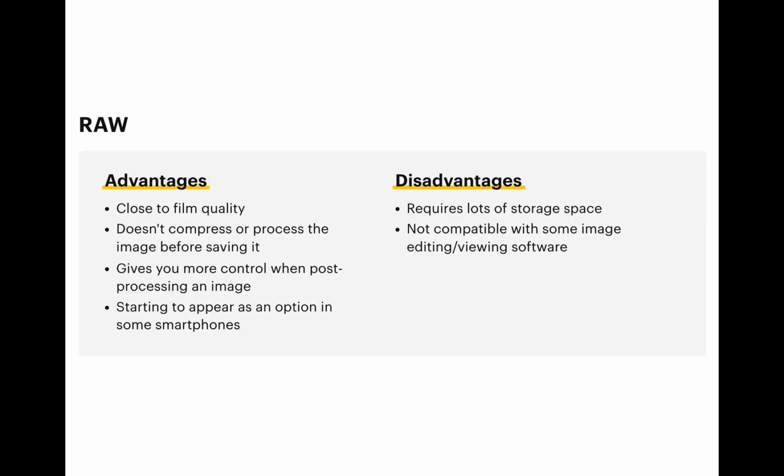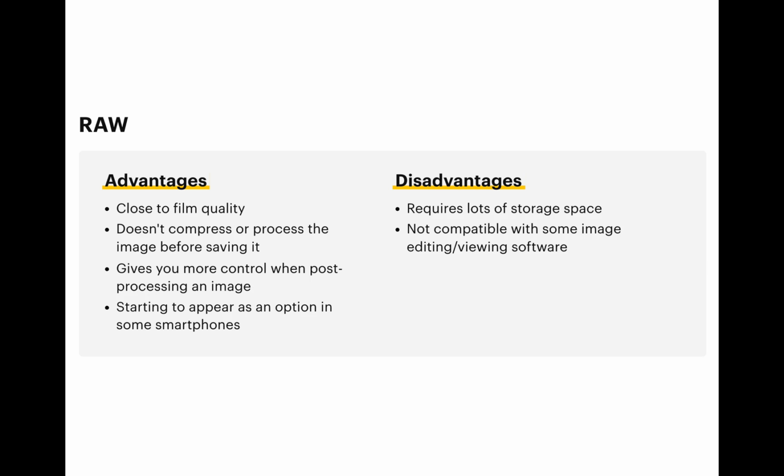We're thinking about the raw file extension. It is the closest to film quality, and we're talking about analog film here. There's no compression at all, and you have so much control when you're post-processing your image. So like a JPEG saves and it sharpens your image. Well, not every image should be sharpened the same way, and so we want control of that. And so shooting in RAW gives you that control.